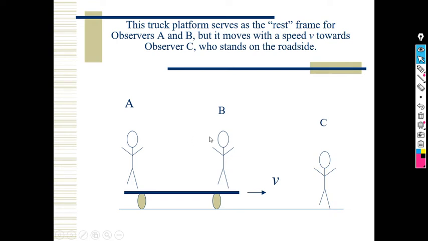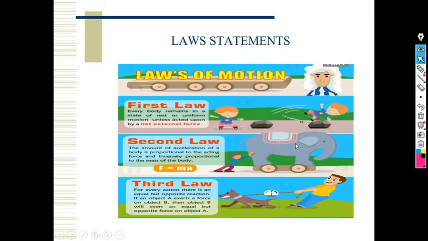Now what is the situation of these A and B students? Those two observers A and B move with velocity v towards the third student or observer C. This observer C stands on the roadside and A and B are moving towards that observer with a velocity v. Now the laws are shown here in short.